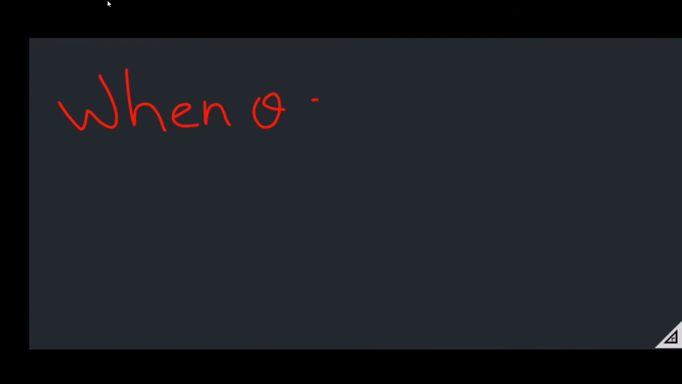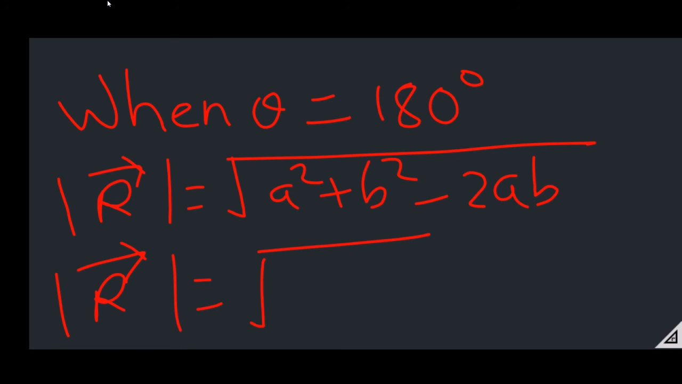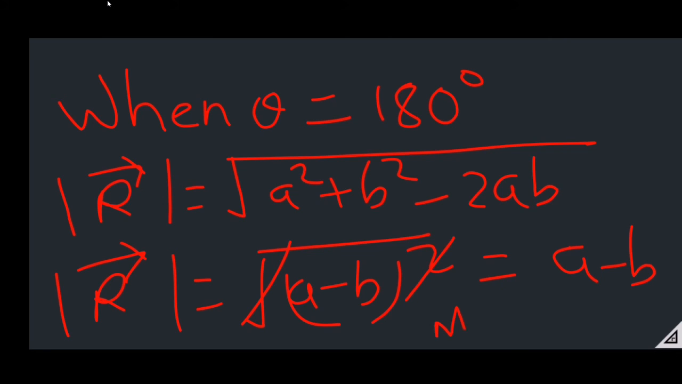When theta equals 180 degree, then the magnitude of resultant will be a square plus b square minus 2ab, and it will be like a minus b whole square. R equals root under a minus b whole square, and it will be exactly a minus b. And it is the minimum value of the magnitude of the resultant. So when theta equals 180 degree, the magnitude of resultant is minimum. So it is another case.